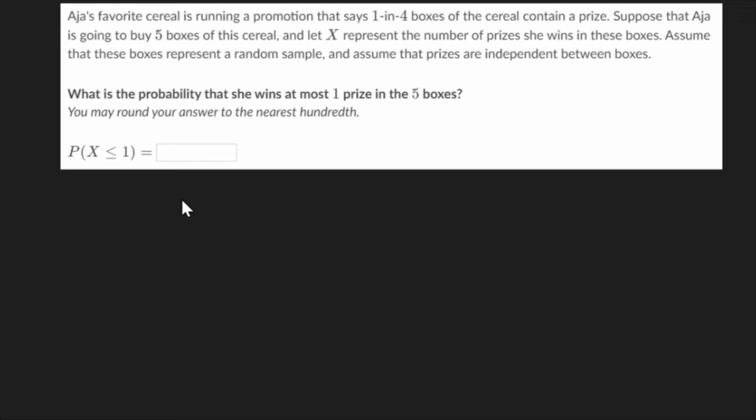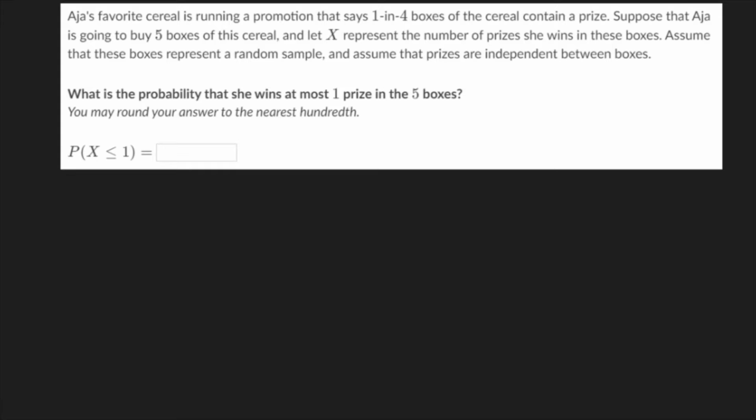So they give us the probability statement, which is the probability that X is less than or equal to 1. In other words, the probability that the number of prizes she wins in these boxes is less than or equal to 1. So how do we figure this out? Well, we have three options. Do it arithmetically, or use our calculator and use binomPDF or binomCDF.